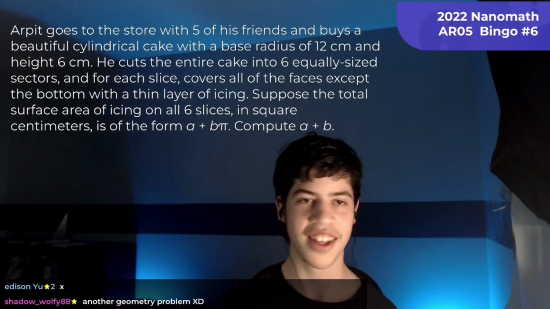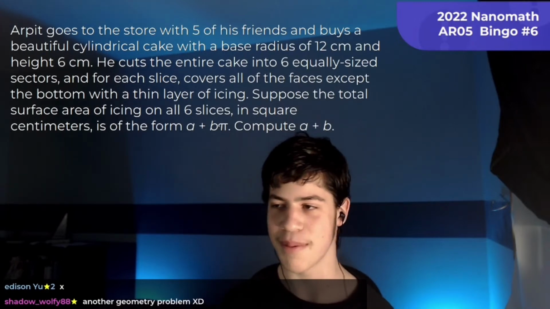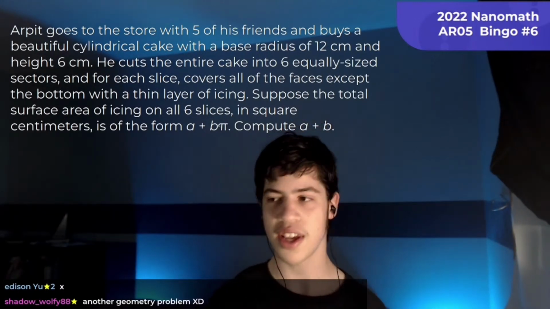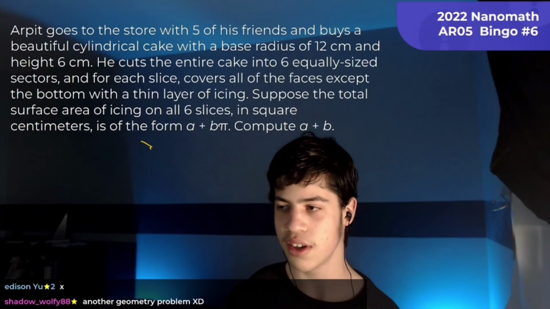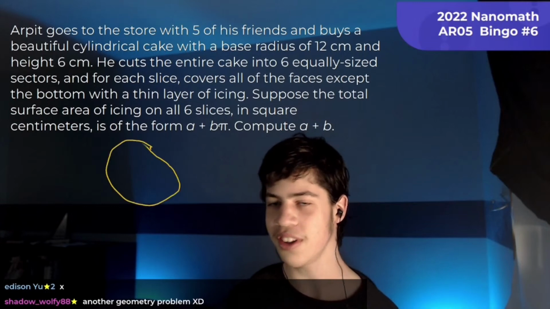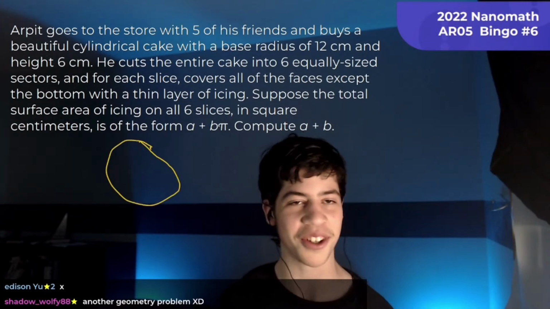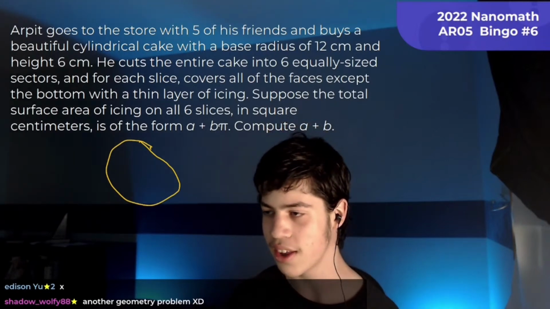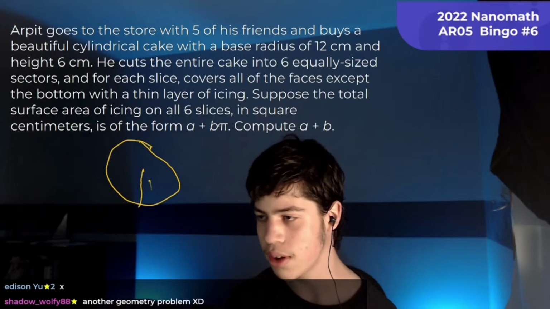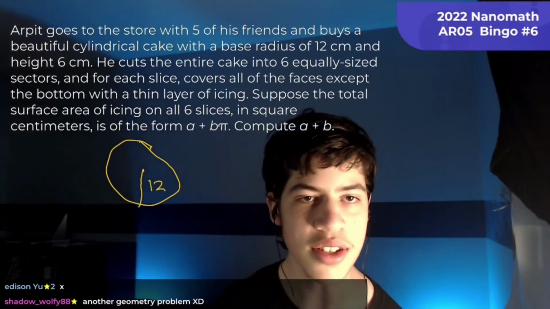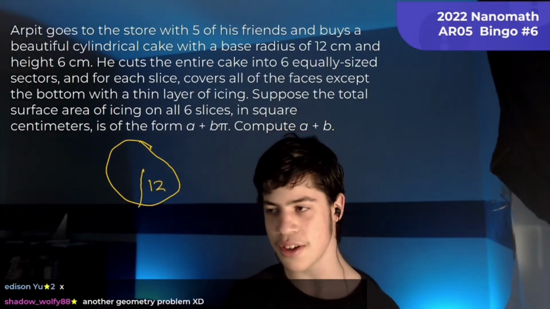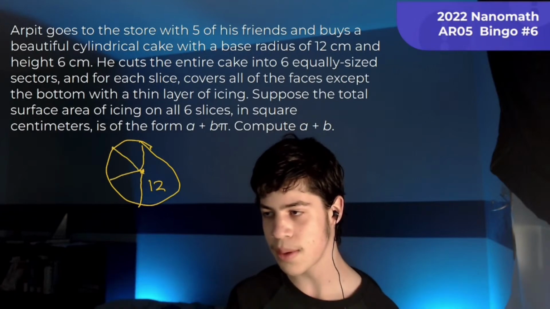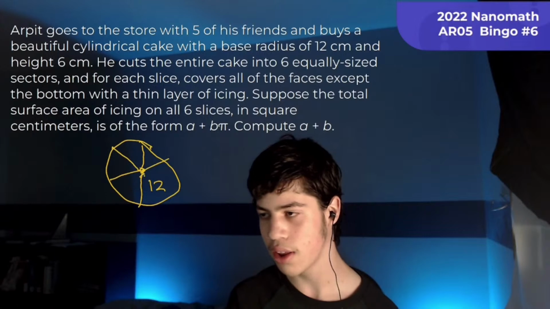All right. Another geometry problem. This is going to be so fun. All right, so cylindrical cake. It's kind of like a circle, right? Yes, that is a circle. It has a base radius of 12, right? And what he does is he cuts it into 6 equally sized slices. So something like that, right?